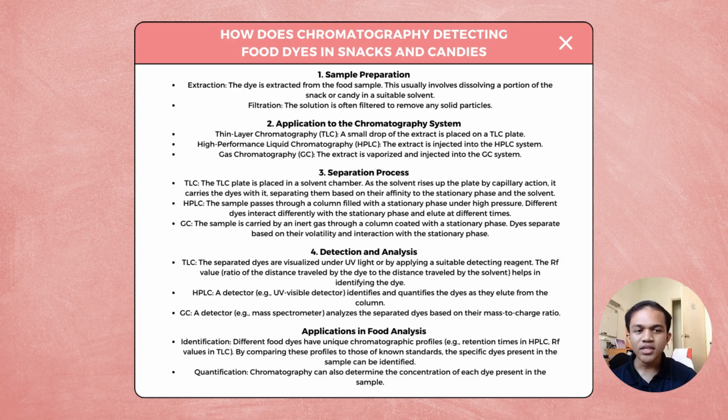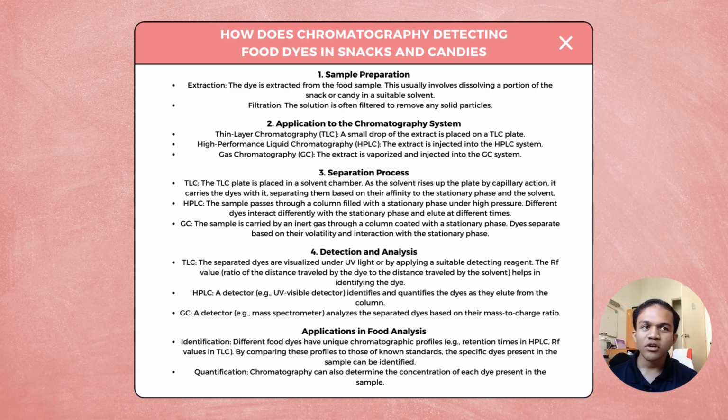For the application in food analysis, different food dyes have unique chromatographic profiles. For example, retention times in HPLC, Rf values in TLC, and so on. By comparing these profiles to those of known standards, the specific dyes present in the sample can be identified. Chromatography can also determine the concentration of each dye present in the sample.